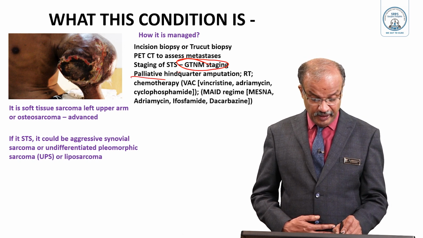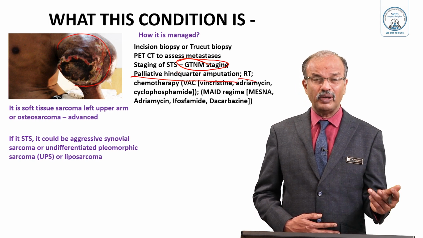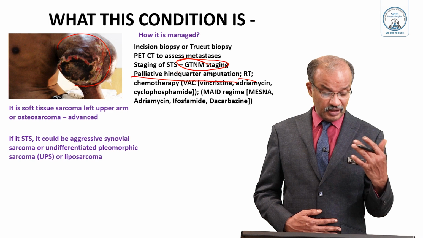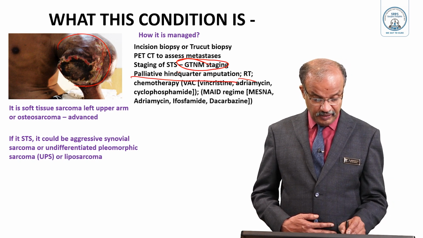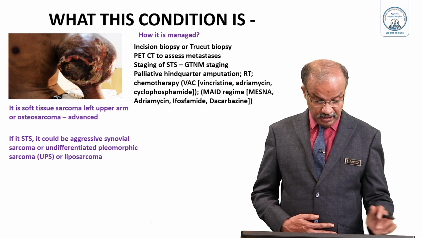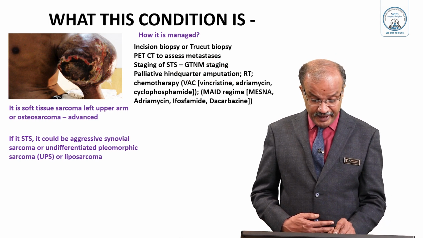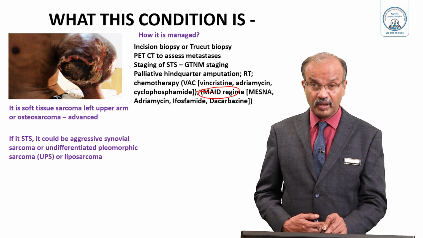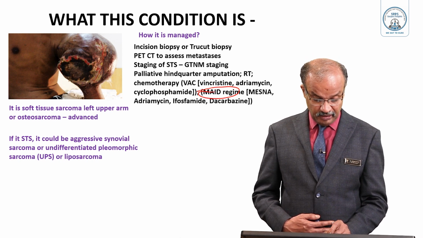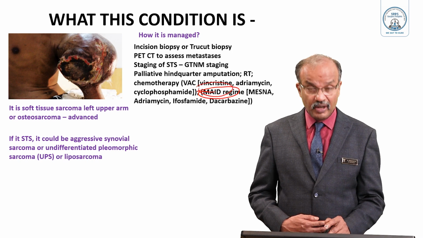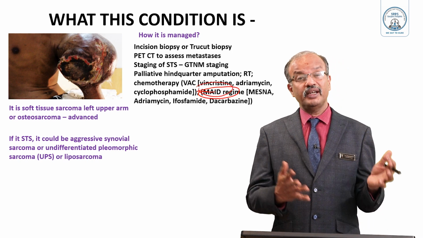Treatment is palliative: hindquarter amputation, radiotherapy. You can't save this limb because it is fungating and foul smelling, so the patient can't tolerate it. So hindquarter amputation you have to do, radiotherapy, chemotherapy of course. You have regimens: the VAC regimen, vincristine, adriamycin, cyclophosphamide. The MAID regimen is quite commonly used, remember, often asked in MCQs: mesna, adriamycin, ifosfamide, dacarbazine. Remember the MAID regimen. Of course, this is a very common main question asked in theory.